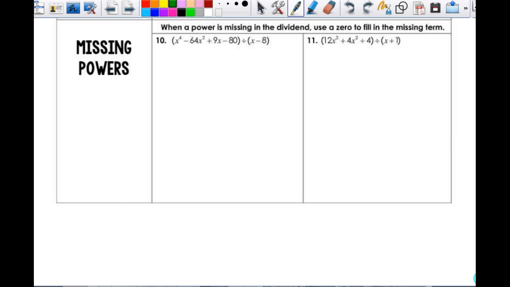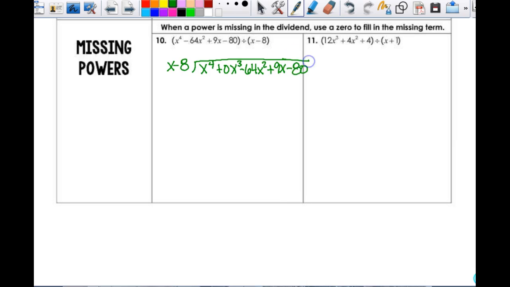Okay, so it says when a power is missing in the dividend, use a 0 to fill in the missing term. It is very important that you don't miss your placeholders, okay? So when you look at these right here, do you see how I have x to the 4th, but there's no x cubed term? Okay, so I can still do this. It doesn't make it more difficult, but when I write this down, this x minus 8 is going to divide into x to the 4th, and then I have to have an x cubed term. I have to. So what's the coefficient? 0. So plus 0x cubed, then I have minus 64x squared plus 9x minus 80.